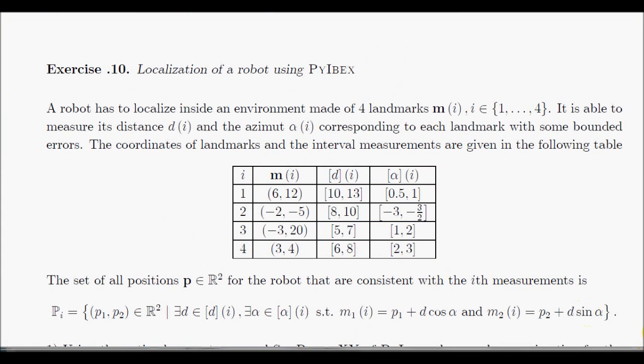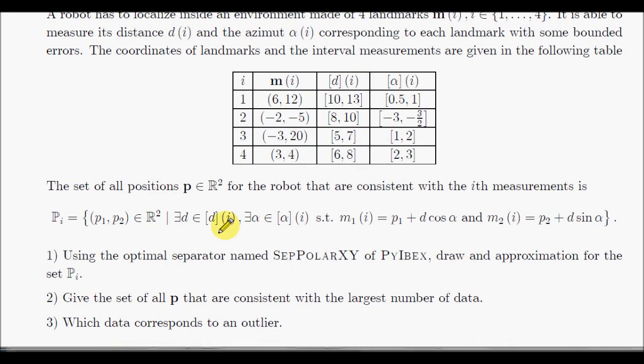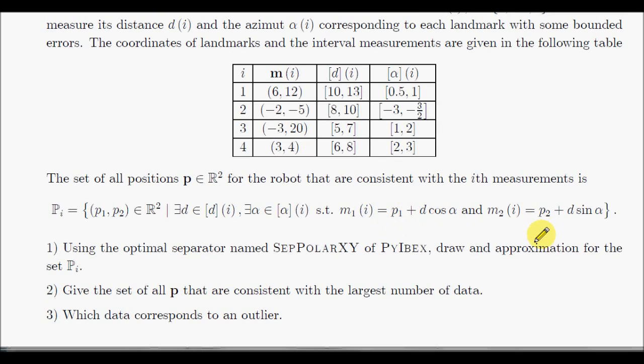They are given here. The set of all positions that are consistent with the ith measurement corresponds to the set of all p1, p2 such that we have a distance and a consistent azimuth, such that M1, M2 can be reached from p1, p2 with a vector which has norm d and azimuth alpha.